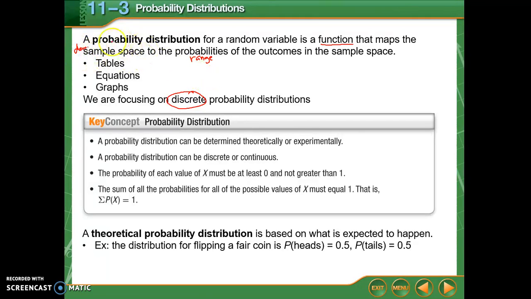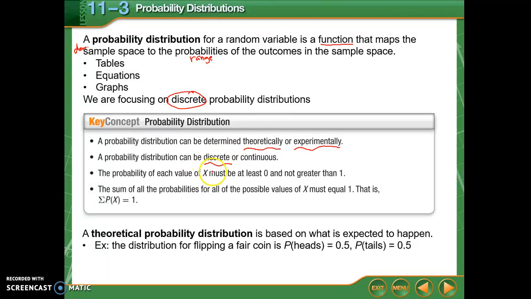So the domain, again, is the sample space. What are the possible outcomes? The range is the probabilities of those outcomes. I can do probability distributions in 2 ways, and we're going to talk about both theoretical and experimental. It can be discrete or continuous. We're going to be focusing on discrete.